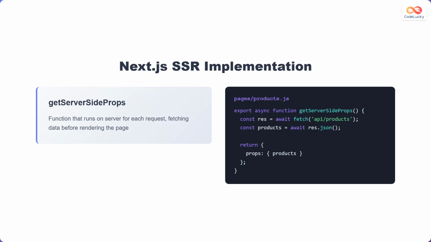Inside getServerSideProps, you can fetch data from APIs, databases, or any external source. The function must return an object with a props property containing the data you want to pass to your page component. This ensures that your page is rendered with fresh data on every request, making it ideal for dynamic content that changes frequently.